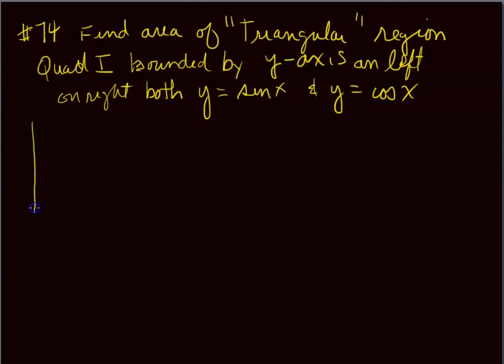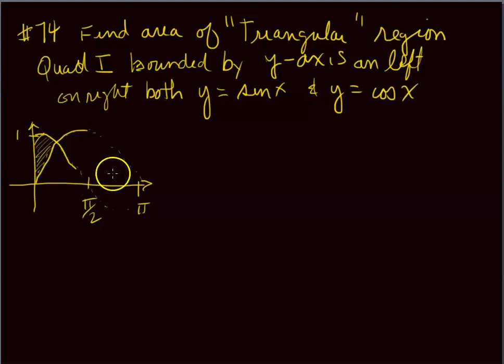Well, let's see here. Draw a picture. This is going to be pi over here. Let's make this pi over 2. This is 1. So the y-axis on the left, and on the right, this is just in quadrant 1, the sine, which does something like this. And the cosine, which does something like this. So it's going to be this line and this line. But it's just this triangular region that it's talking about.